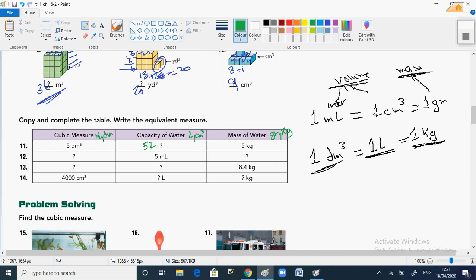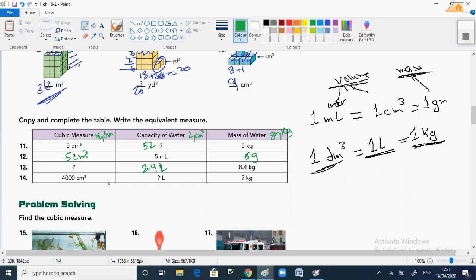is what? 5 centimeter cubed, or 5 cubic centimeters. 5 cubic centimeters means 5 gram, because each 1 milli is 1 centi. I have 5 milli, that means 5 cubic centi. 5 cubic centi means 5 gram. Okay? And here, number 13, I have 8.4 kilogram. That means 8.4 liter.